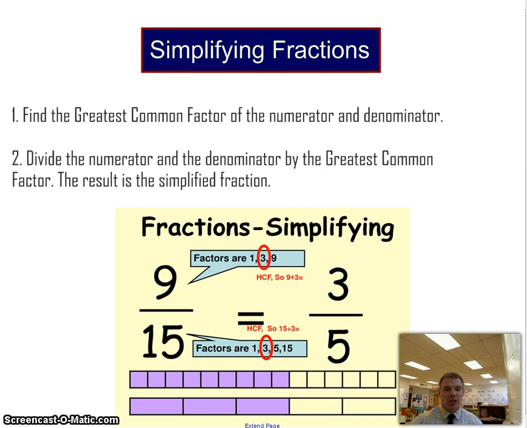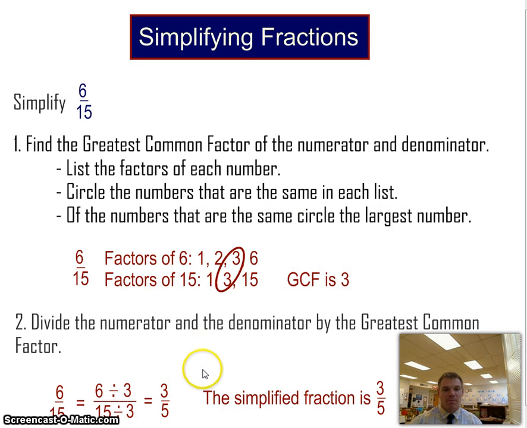So here are the steps we're going to go over on how to simplify fractions. The easiest and best way, the first thing to do, is find the greatest common factor of the numerator and the denominator. And then what you want to do is divide the numerator and denominator by the greatest common factor. The result is the simplified fraction. So let's take a look at this next page here.